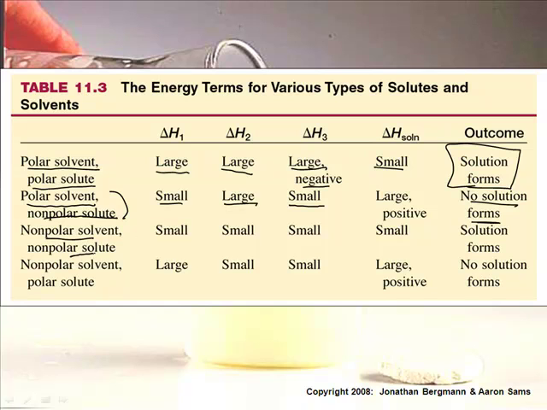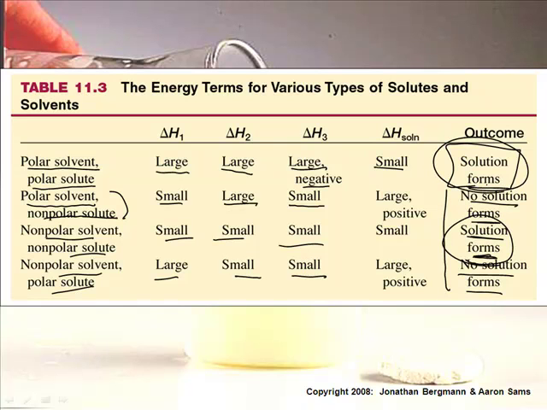And non-polar with non-polar, it's small, small, small, and actually you'll make a solution. And if you have a non-polar and polar, delta H1 is large, small, small, no solution. So basically most of them get, here's a solution. About half of them make solutions and half of them don't. But the reason has to do with this delta H1, delta H2, and delta H3.